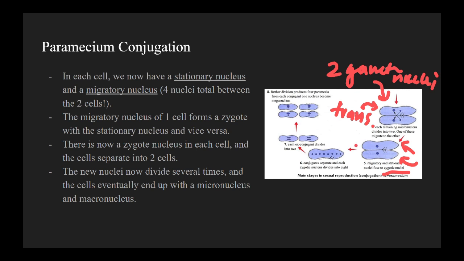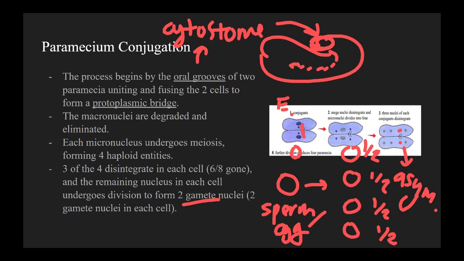Now, after this happens, these guys will split apart and then go off on their ways. And then this next part is not that important, so I'm not going into detail, but essentially this 1 zygotic nucleus will divide multiple times and eventually turn into 4 resulting cells here. And then each of them will have a micro and a macro nucleus, just like the paramecia that we started with here, right?